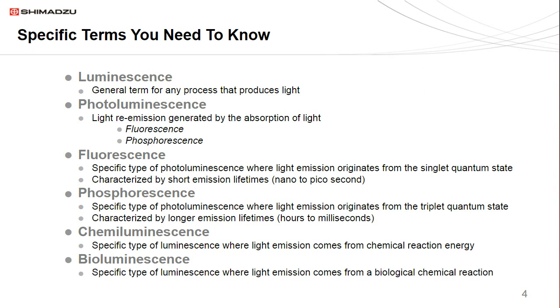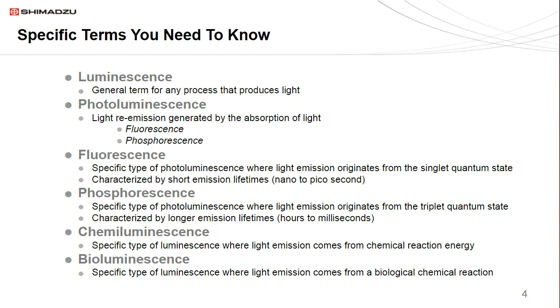We're going to stop here for a second and talk about terms. Words are important, and unfortunately the terminology of fluorescence tends to get misused and confused. So I've outlined it here. First, luminescence is a very general term that simply describes something that gives off light. Photoluminescence is a specific type of luminescence that first requires the absorption of light by a molecule or an atom, and the light then gets re-emitted as either fluorescence or phosphorescence.